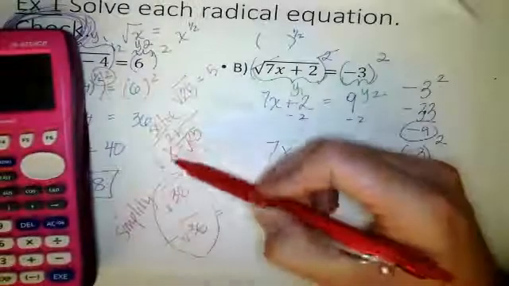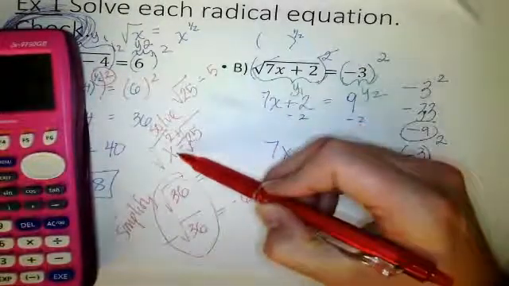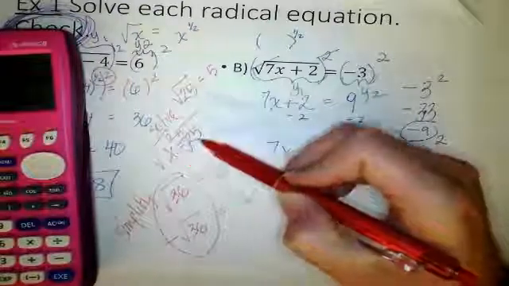Okay, so this is solving for x. How many numbers can we square to get 25?